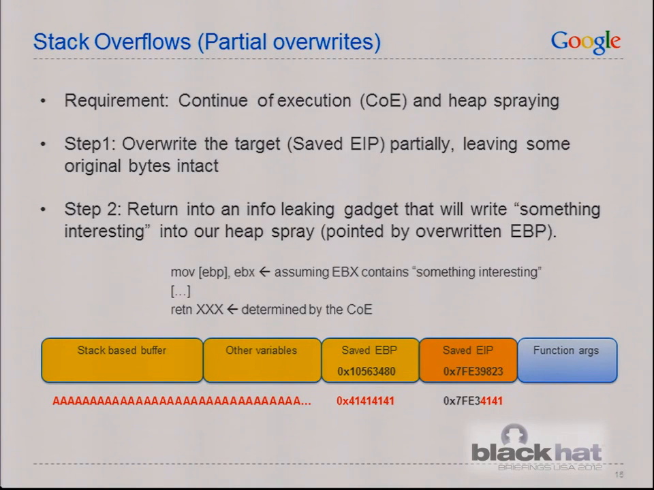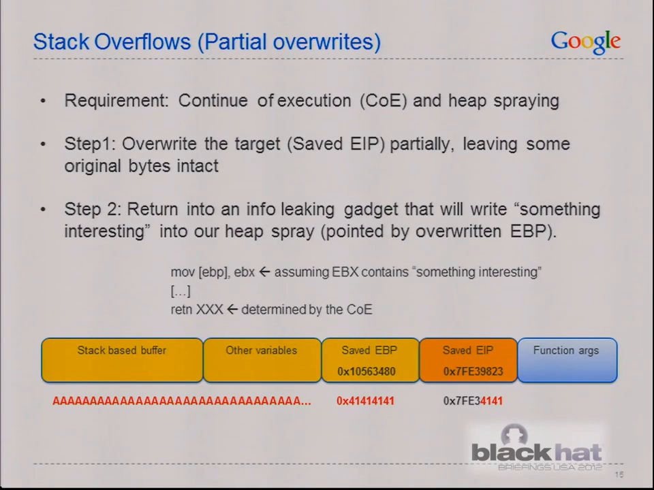And the second requirement is heap spraying. The idea is we previously heap spray. We perform the partial override of EIP. We return into a ROP gadget that is going to write back into our heap spraying. Hopefully, this ROP gadget is going to be in that page, basically between 7F E3 0000 and 7F E3 FFFF. If you find that ROP gadget, you're done.